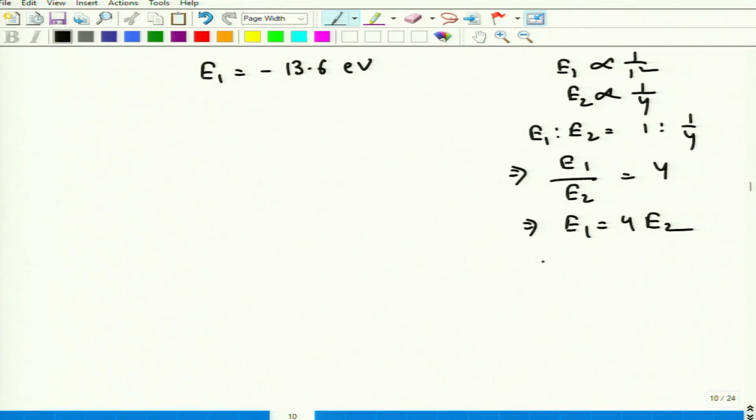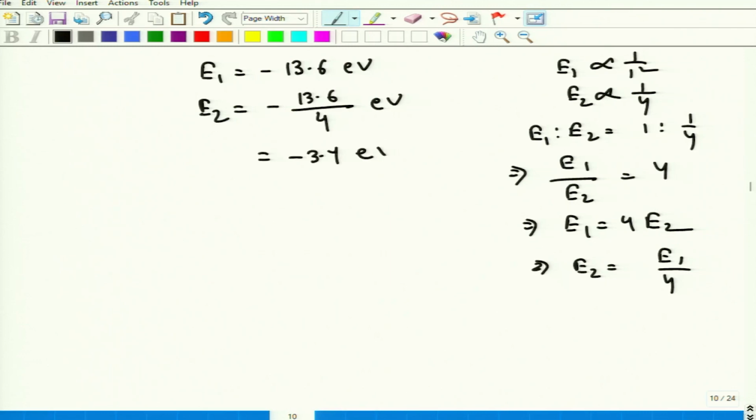So, then E2 is E1 by 4. E1 is minus 13.6, so it should be 13.6 divided by 4 eV. What is the value? Minus 13.6 by 4 is minus 3.4 eV. So, you can see that this is actually greater than E1, 4 times greater due to the minus sign, but if we consider the numerical value only, the magnitude, then E1 is 4 times this. Okay. So, now we have to identify the general form.